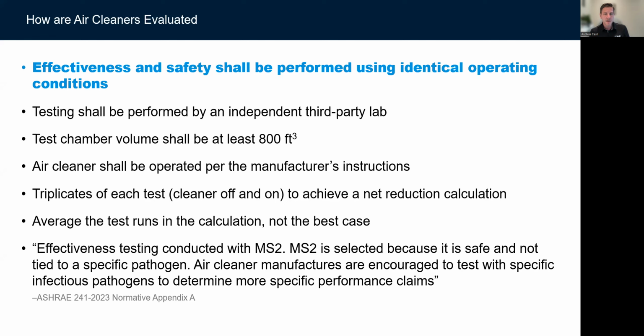The testing needs to be done in an independent third-party lab. There's only about 4 or 5 of them in the US. The chamber volume needs to be at least 800 cubic feet. So it's not small, but it's also not huge. The bigger the chamber, the better in this standard, by the way. But 800 cubic feet is much larger than a shoebox. Air cleaners need to be operated per the instructions of the air cleaner, which makes sense. Triplicates of each test need to be done with the cleaner on and the cleaner off so that you have a base case to look at net reduction.